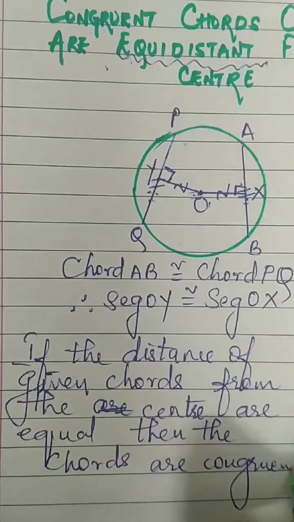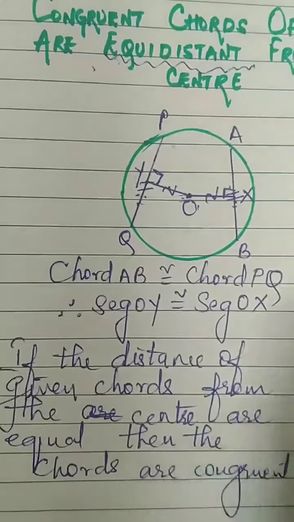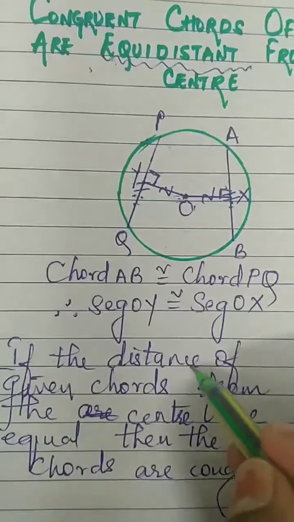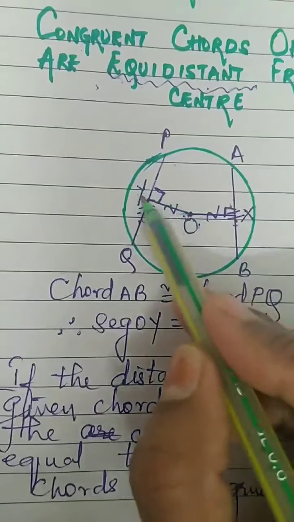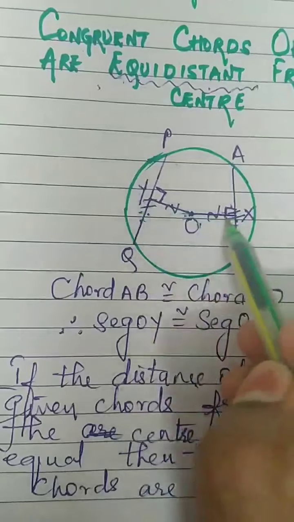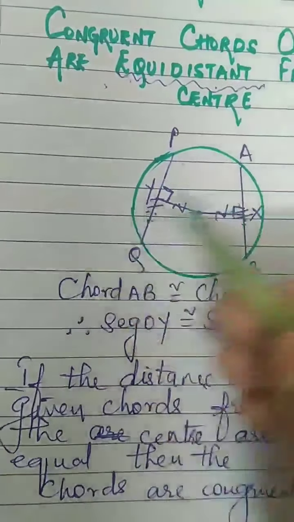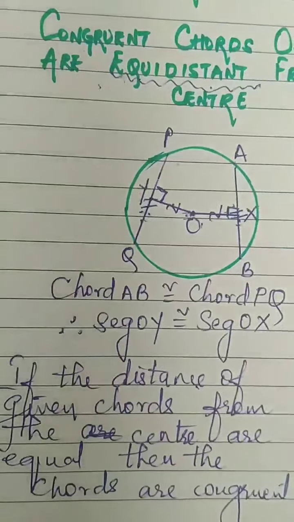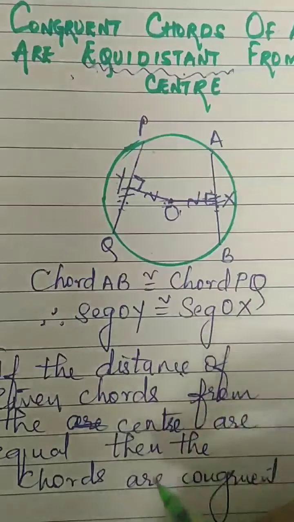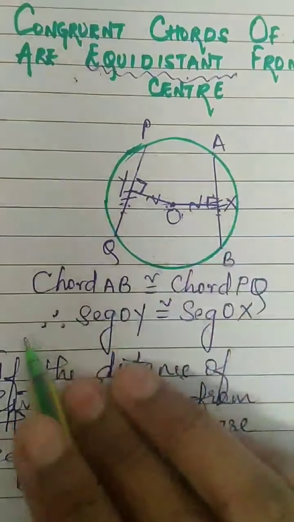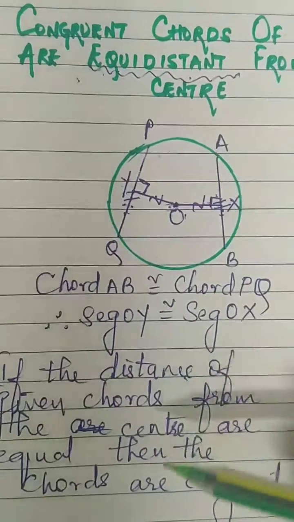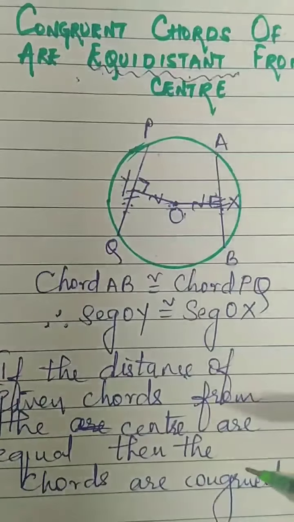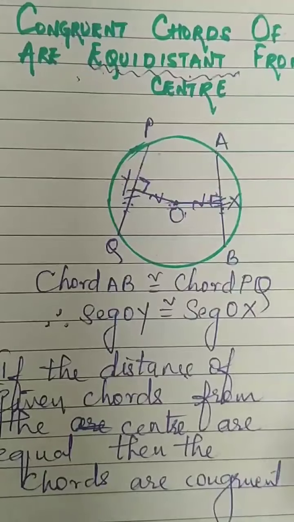In the first case, chords were given congruent, so the distance of the chords from the center was same. Here, the opposite: if the distance of the chords from the center are equal, then the chords are congruent. And the good news is that you don't have to learn the theorem. Just remember the property. This property we will use in our practice set 6.2. So let us quickly start practice set 6.2.